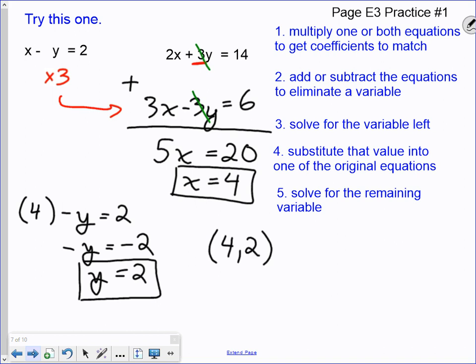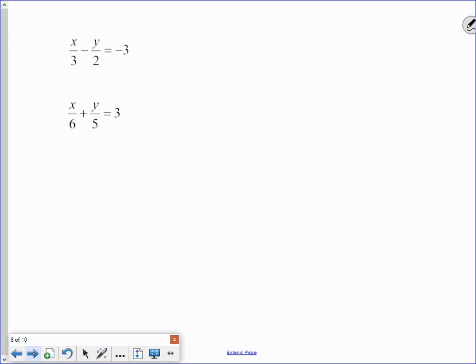Now, in this one, you might have chosen to eliminate x instead of eliminating y. You should still get the exact same answer. All right, finally, a trickier one here. We've got some fractions. What do we do when we have fractions? Well, the fractions are causing a problem, so we want to get rid of the fractions first. And we can do this by multiplying through by a common denominator of these fractions.